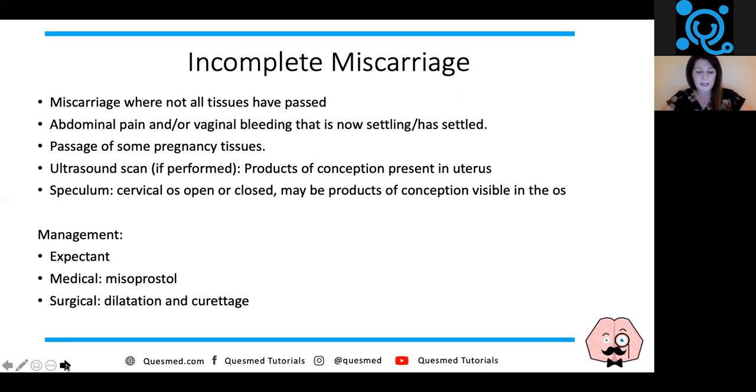Patients with incomplete miscarriage can be managed again with watchful waiting. They can also be managed medically with misoprostol or surgically with dilatation and curettage. The thing to note here is if on speculum examination you can see products of conception in the os, it's important to take these out as these will cause ongoing bleeding.